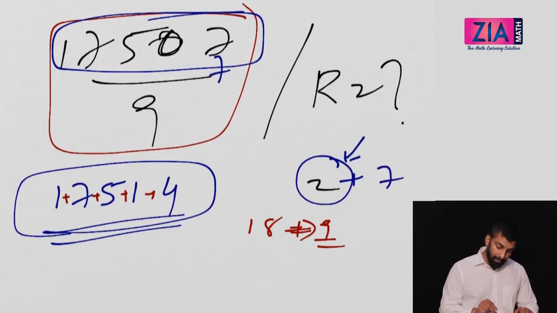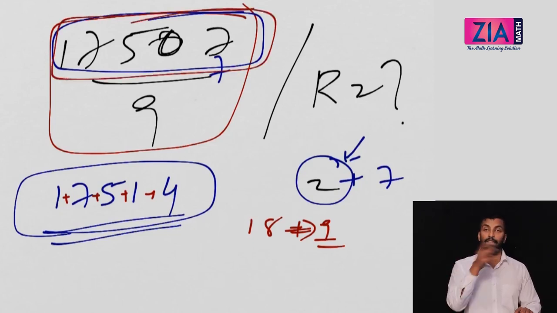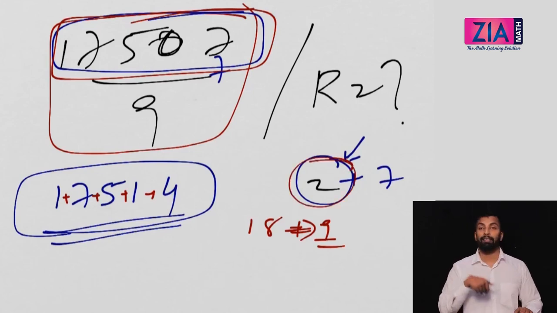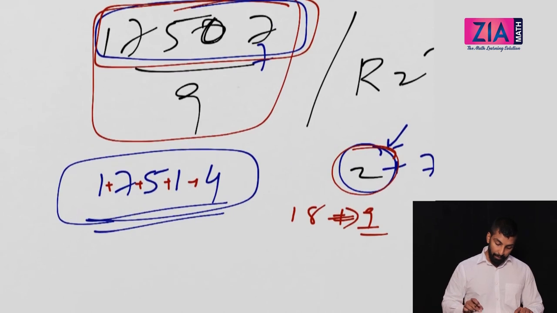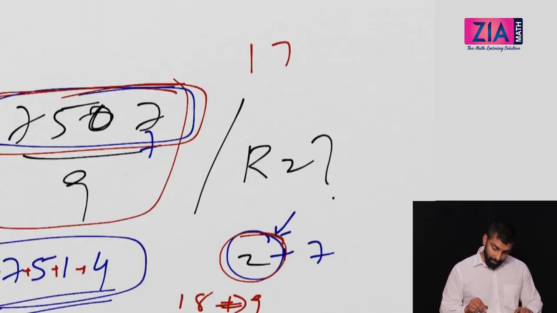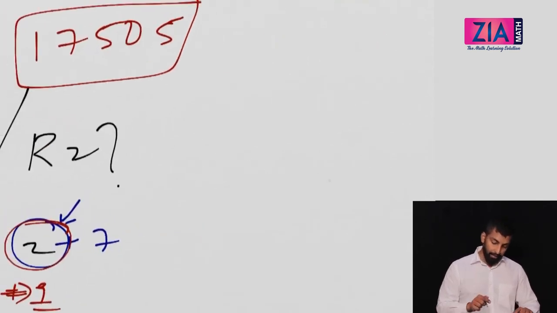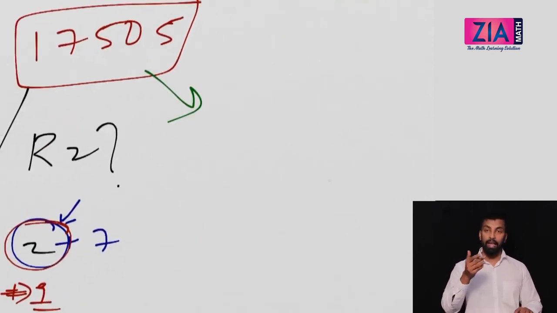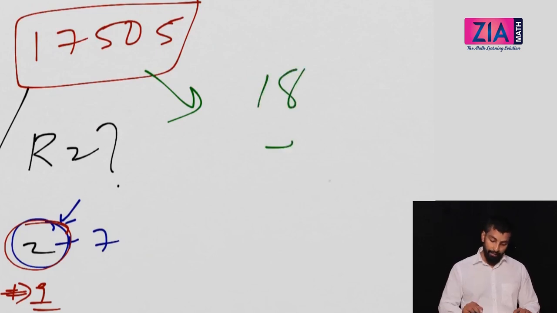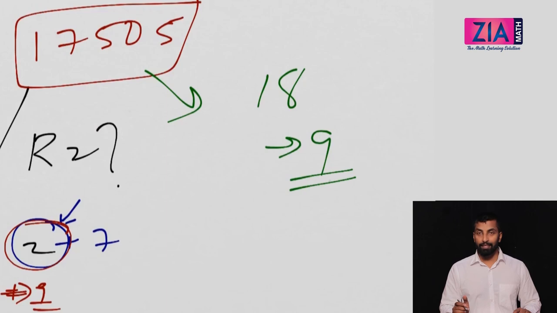Now what if they ask you for the previous multiple of 9 for this number? It is easy. You got the remainder 2, so subtract the remainder. So what is the previous multiple? You will write 17505, subtracting 2 from the last digit. If you want, you can check. Just take the sum of digits. 1 plus 7 is 8, 8 plus 5 is 13, 13 plus 5 is 18. 18 means 9. I hope this is clear for all of you.